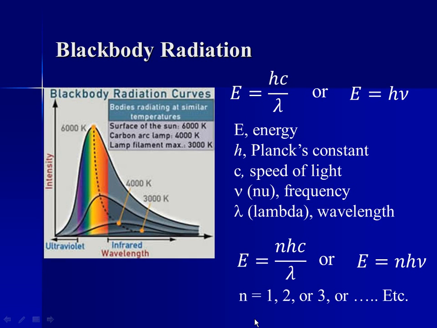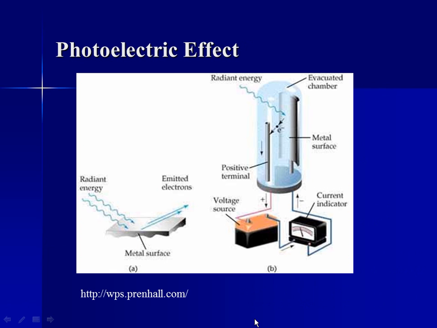You can think of quantized as something which occurs only in fixed amounts, for example eggs. Hens can lay only one egg, or two eggs, or three eggs, or four eggs, and so forth. But no hen can lay half an egg, or 1.5 eggs. Planck's discovery of the quantization of energy led to Einstein's explanation for the photoelectric effect.